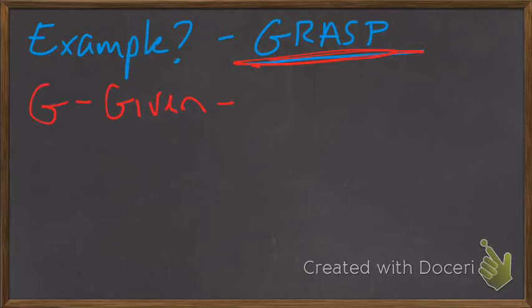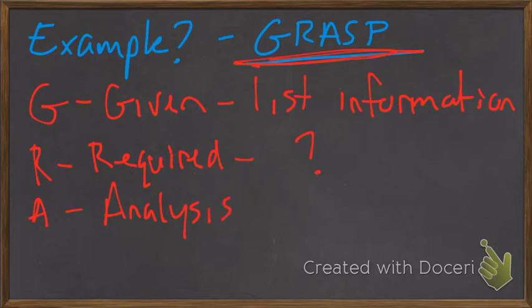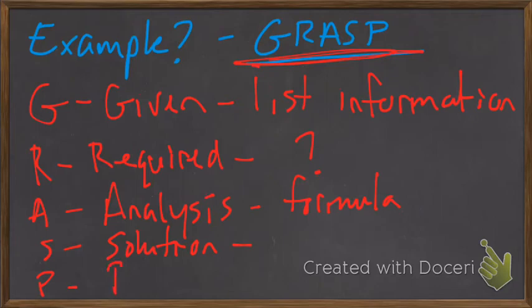The G stands for given. You list the given information because all questions are going to give you some information. If they don't, they're going to be very difficult to do. The R is required. All questions ask you for information, so this is what the question is asking. So that's your unknown. Exactly. A, analysis. Most of the time we're going to use formulas for this. Different questions require different formulas. S is solution. This is actually doing the work. And P is paraphrase, which is a written answer, a full sentence, telling us what we found.